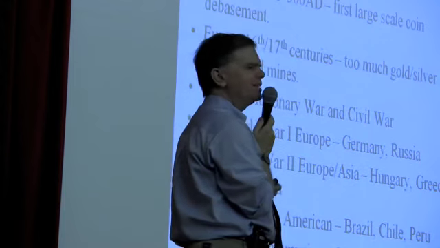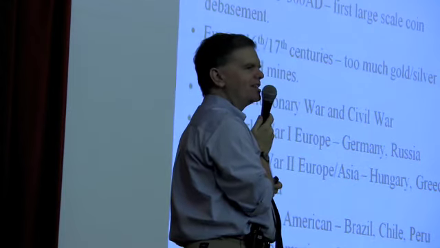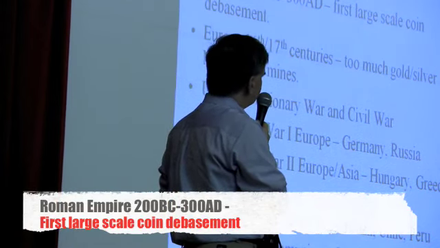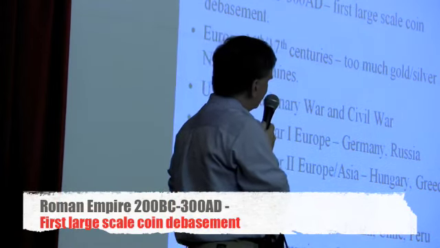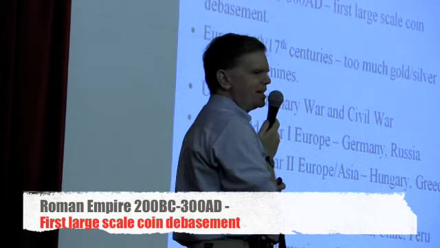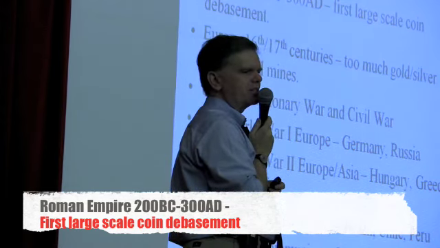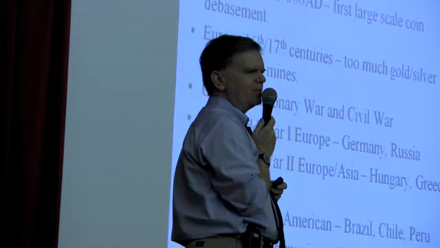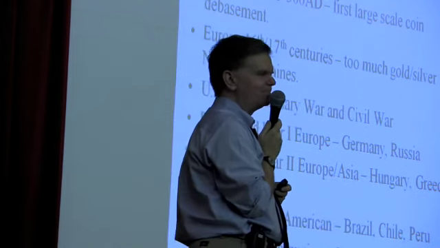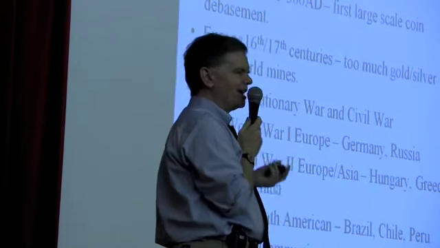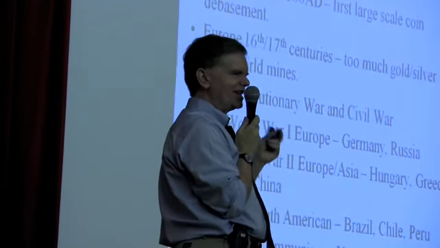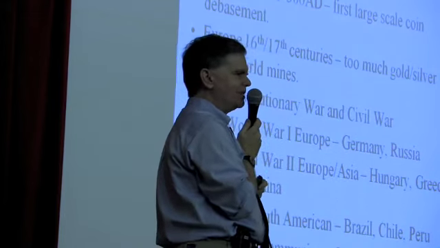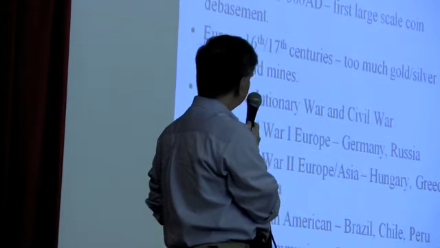The Romans really invented large-scale inflation somewhere between 200 BC and 300 AD. The first large-scale coin debasement, basically they made their coins smaller and smaller. They took out the gold and silver and put in less and less. So over time this created a lot of inflation because they created a lot more coins that had the same value listed on the top, but you needed a lot more of them to actually buy anything.